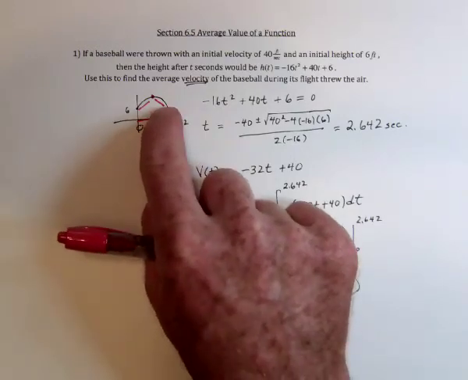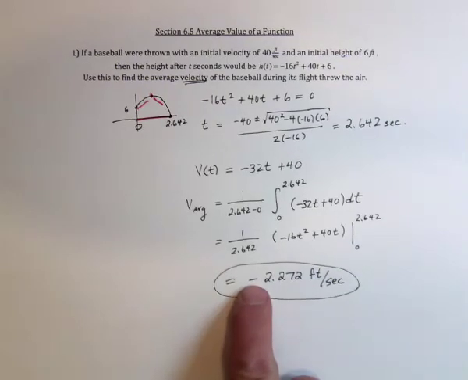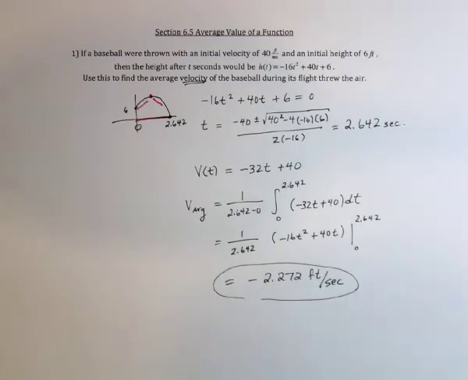What's left is from there down to the ground. And so negative means that it is going down, and the average is 2.272 feet per second, so it's not real fast for the average.